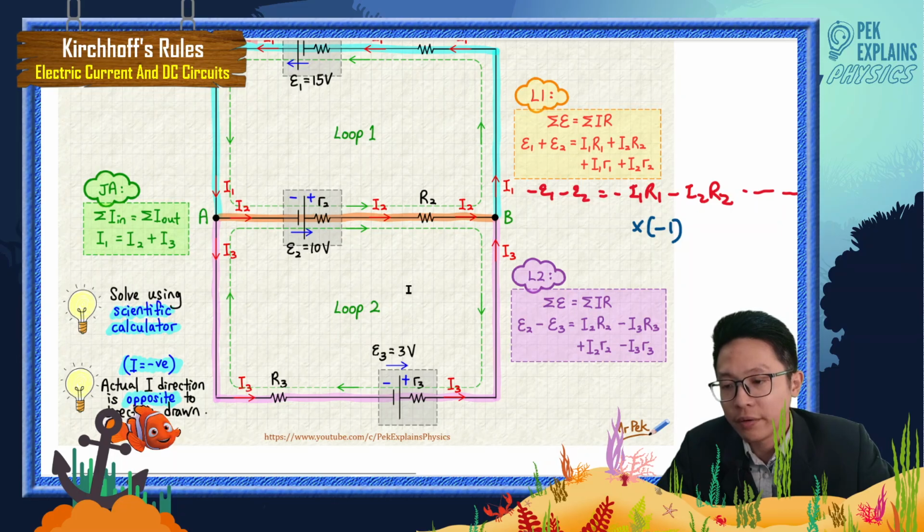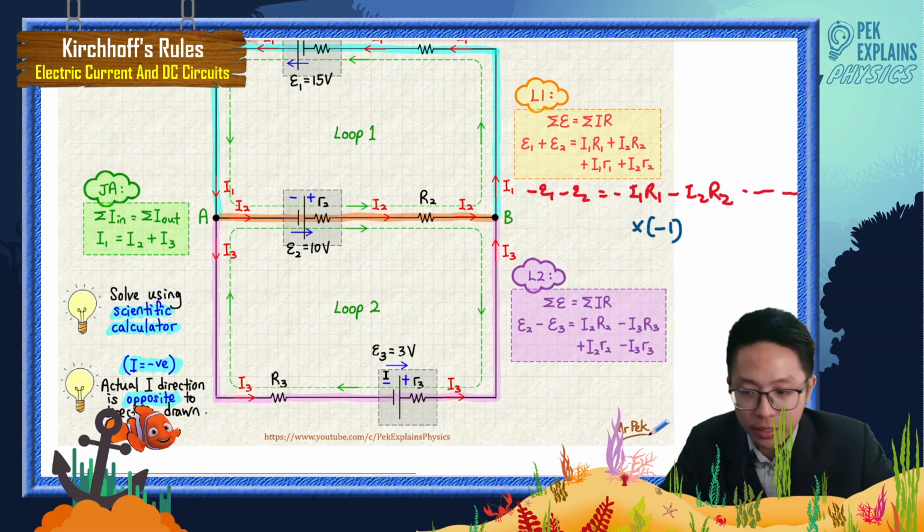How about the resistors? I have R2 and R3 external, and R2 and R3 internal. Looking at R2 external, I2 passes through, the same direction as the loop, so positive I2 R2. For R3, the current I3 passes through. Resistor looks at current, battery looks at terminals. This current I3 is opposite to the loop, so negative I3 R3. For the internal resistor R2, the current is I2, the same direction as the loop, so positive I2 R2.